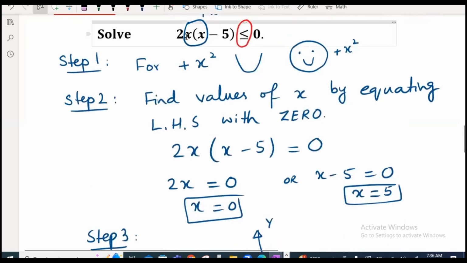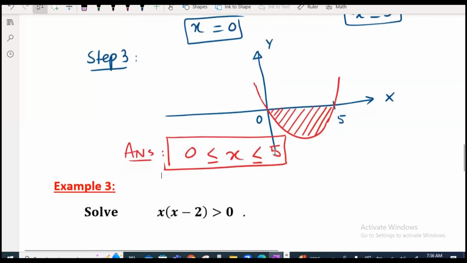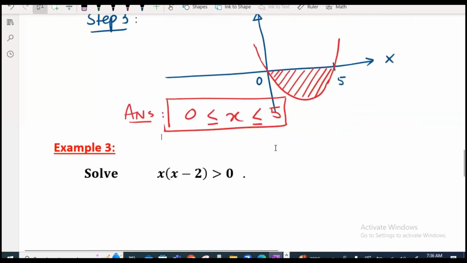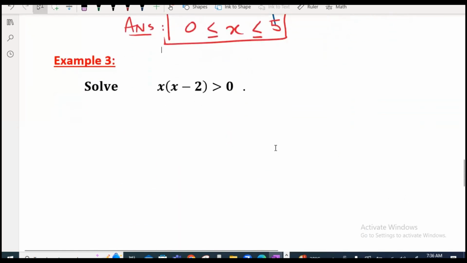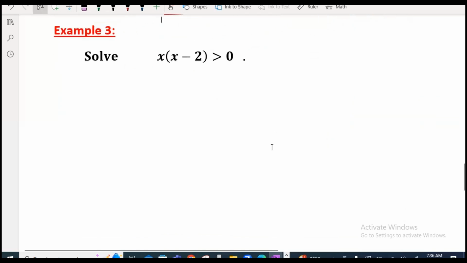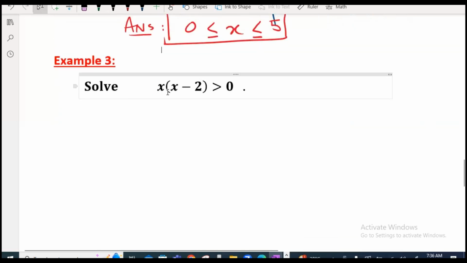When you solve this inequality, 2x times x minus 2 less than or equal to 0. Now move on. Example number 3. Example number 3 is: solve x bracket x minus 2 greater than 0 here. So this is the example for greater than.